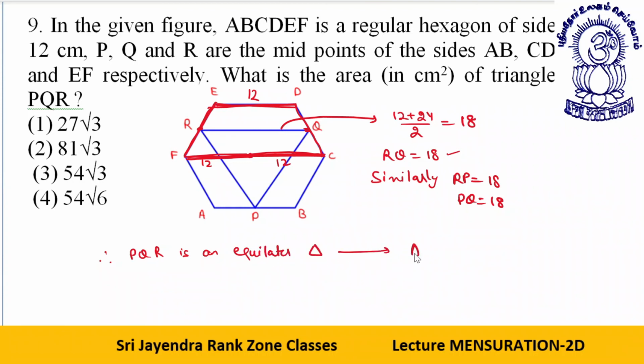So area of triangle PQR will be root 3 by 4 into side square, or I can say this is equal to root 3 by 4 into 18 into 18. So this gives me 2 and 2 cancel, 9, 9. So this gives me 81 root 3. This is your answer, my dear. So this is 81 root 3.